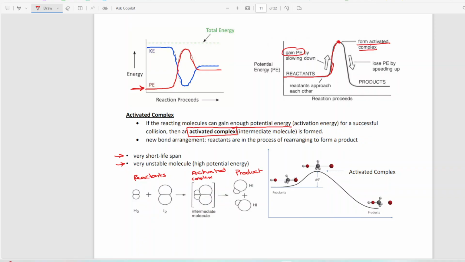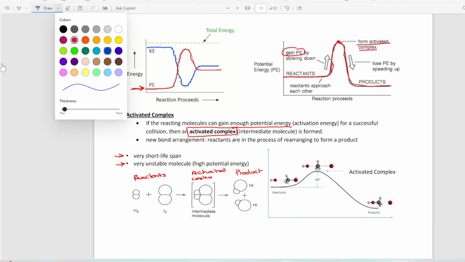So once those bond rearrangements happen, then the potential energy is going to decrease and you're going to have this formation of your products, which is either going to have more or less energy than your reactants, which we'll talk about in a bit.